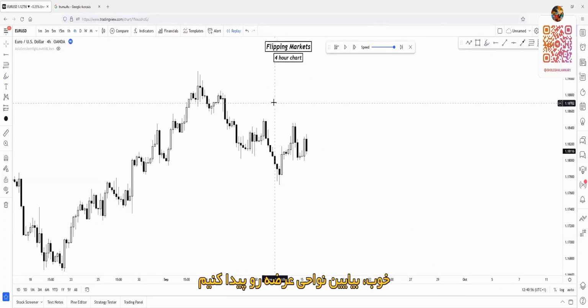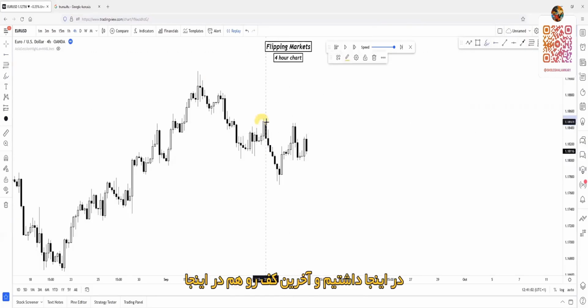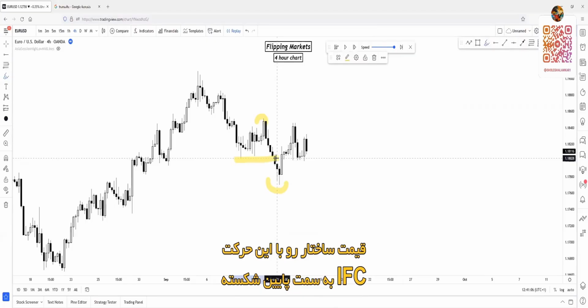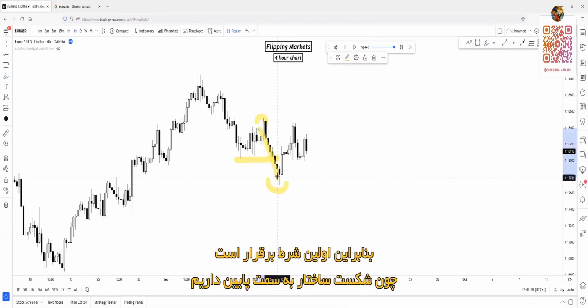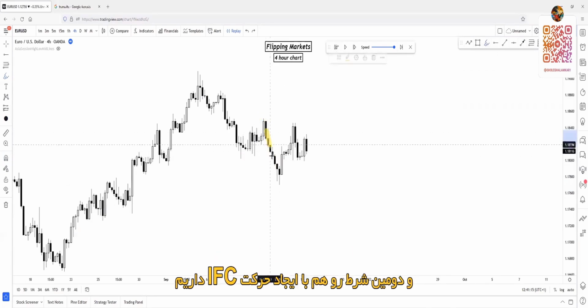Okay, let's find the supply zones. First, map out our structure. As you can see, we had the last high point right here and the last low point right here. Price broke structure to the downside with this inefficient movement. So the first criteria is fit because it broke structure to the downside here. The second is fit because it created inefficient movement.